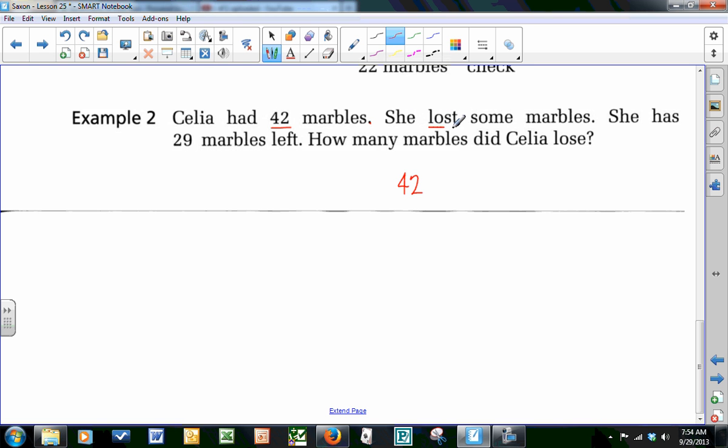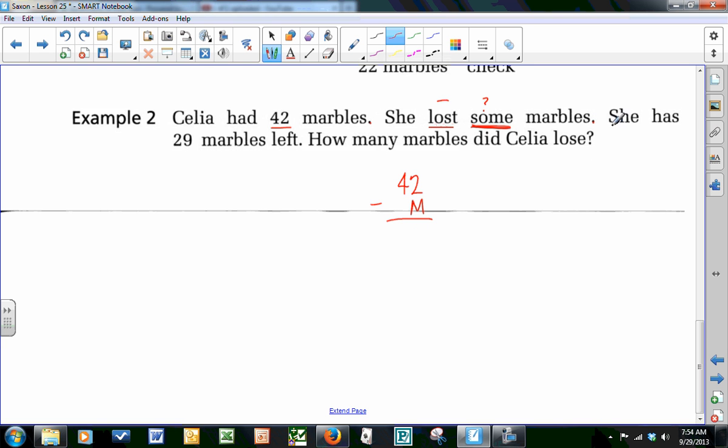She lost some marbles. Period. Stop, pause and think. Do real reading. Lost. That means subtraction. So I'm going to put my subtraction symbol and some marbles. That means she lost some, but we don't know how many. That's the unknown number. So I'm going to put in the letter M for my variable. Then I'm going to draw a line to separate the top from the bottom of my problem.